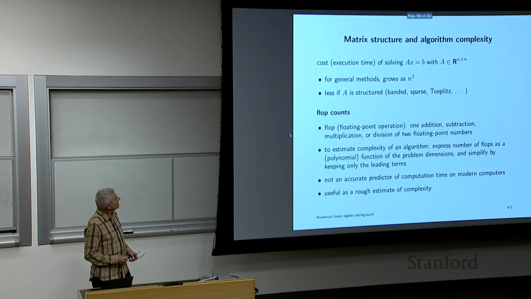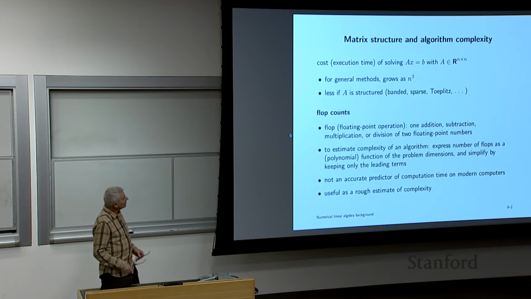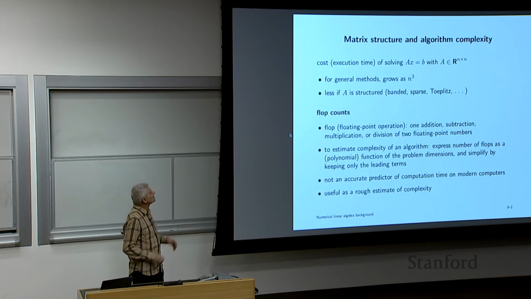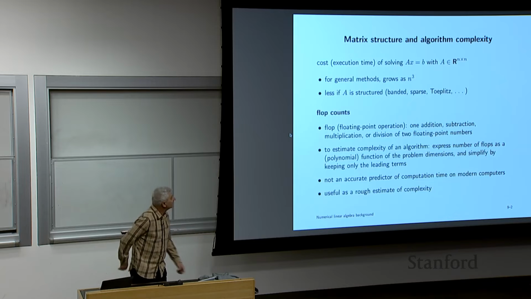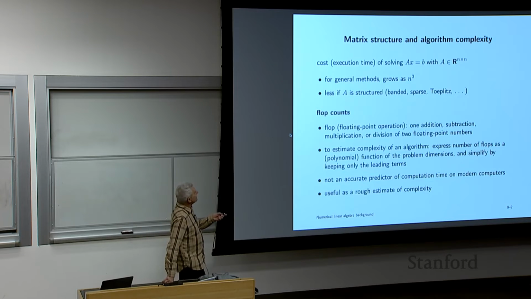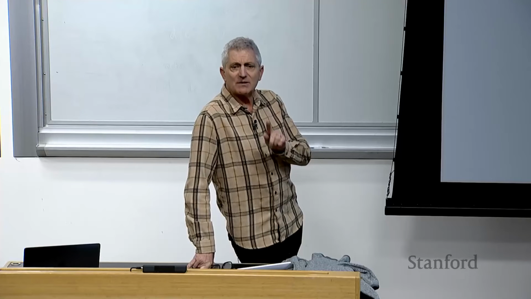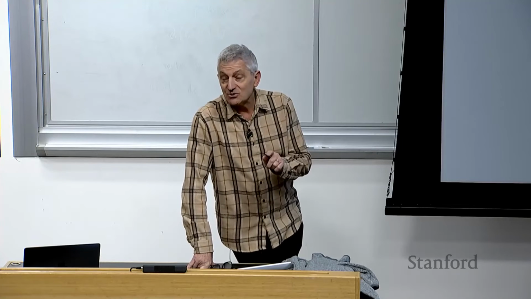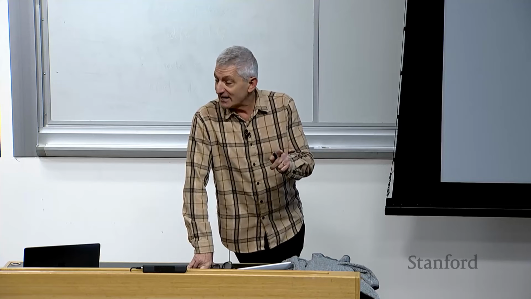And so we'll start just by talking about matrix structure and algorithm complexity. Suppose we want to solve a set of linear equations, right? Like Ax equals b here. So we want to solve that. For general methods, it grows like n cubed, right? And I should mention something about this. In theoretical computer science, actually, the number's not n cubed.